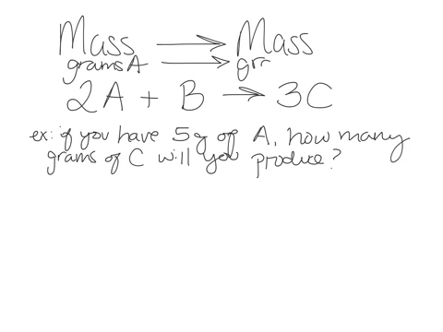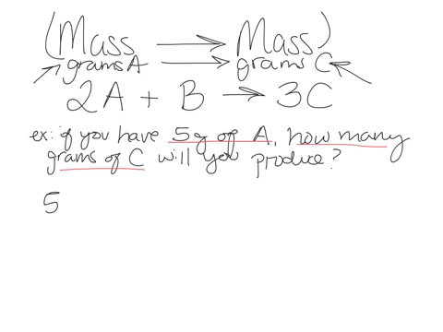So in a mass-to-mass problem, what we are trying to do is convert from grams to a different type of grams. So we're essentially figuring out how much product we are going to make. So if you read over the problem that I've written for you, we're given a couple things. If you have 5 grams of A, so we're given 5 grams of A, how many grams of C will we produce? So essentially, we're trying to figure out, if we're starting with 5 grams of A, how much product will we produce?